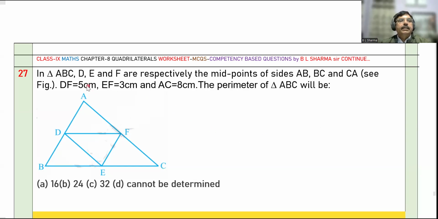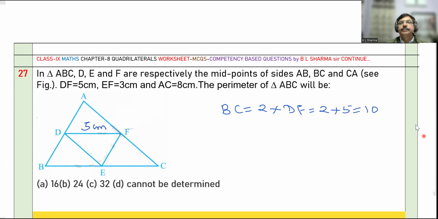It is given in triangle ABC, D is midpoint of AB, E is midpoint of BC, and F is midpoint of side AC. By midpoint theorem, we know that DF is half of BC, DE is half of AC, and EF is half of AB. DF is given, 5 centimeter. So BC will be double of DF, that is 2 times 5, that is 10 centimeter.